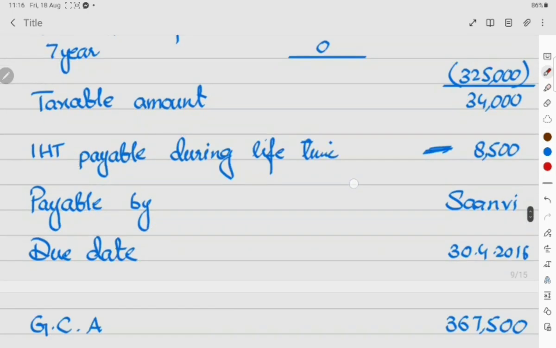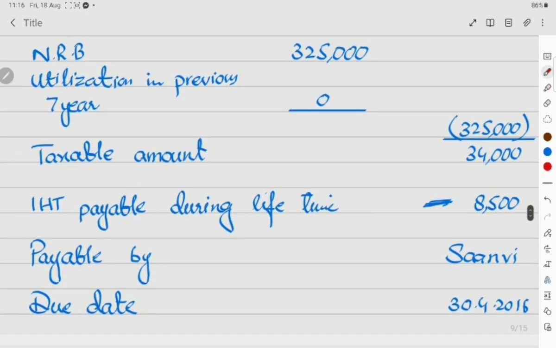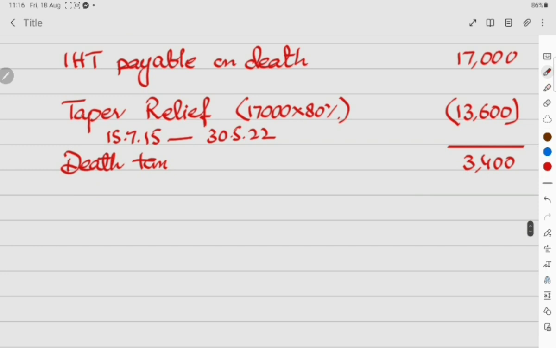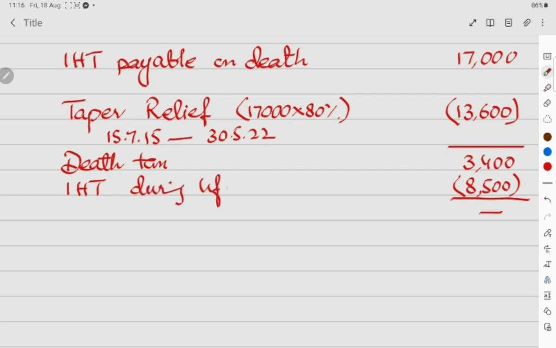Now we have to consider the amount that has already been paid as tax. The amount already paid as tax is 8,500. So that person has already paid tax of 8,500. Remember that if there is additional tax, you have to pay the additional tax. But if the amount of tax already paid during the lifetime is greater than the death tax, then there is no refund. No amount is refunded. This is the IHT during lifetime, and this is the IHT payable on death.